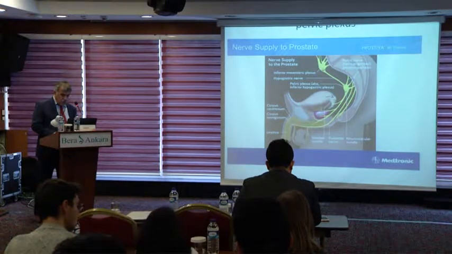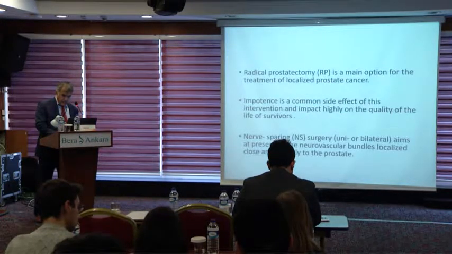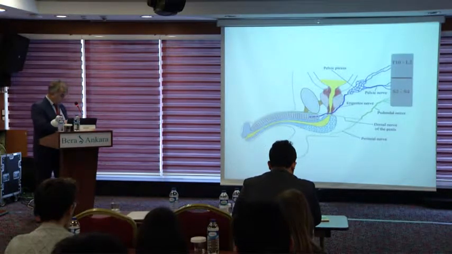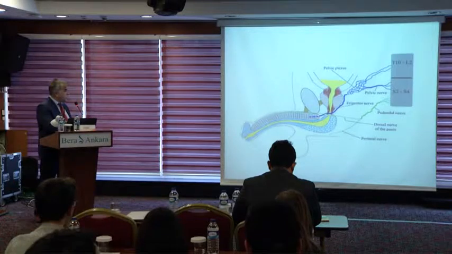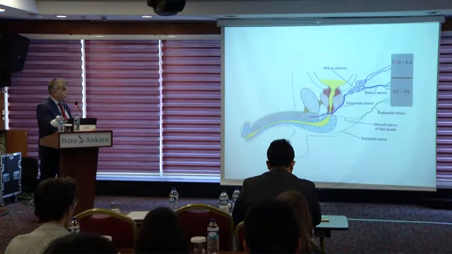The nerve is called nervus erigentes or cavernous nerve. Here we see the nervus erigentes. It comes from the pelvic nerve. The pelvic nerve gets fibers from T11, L2 levels and sacral levels.